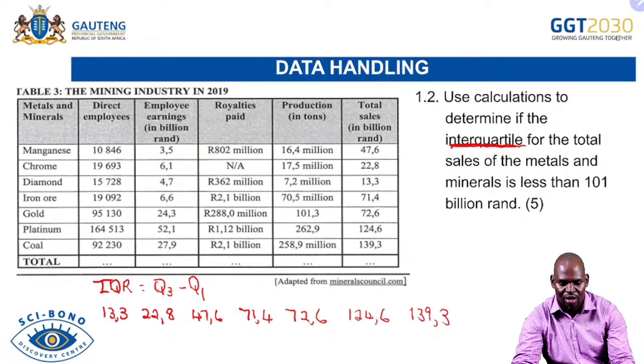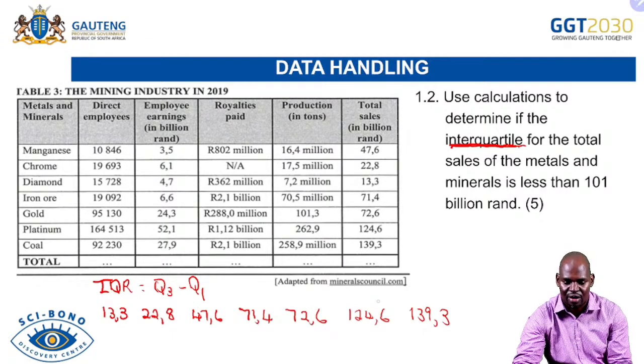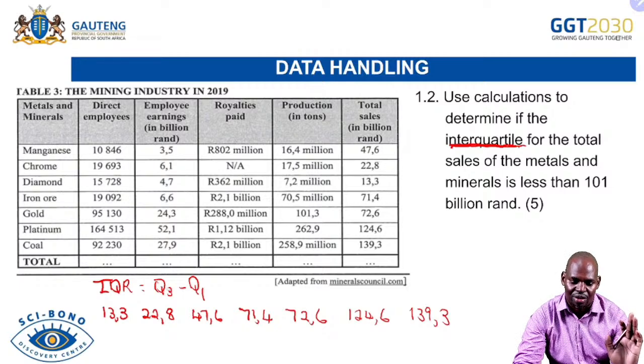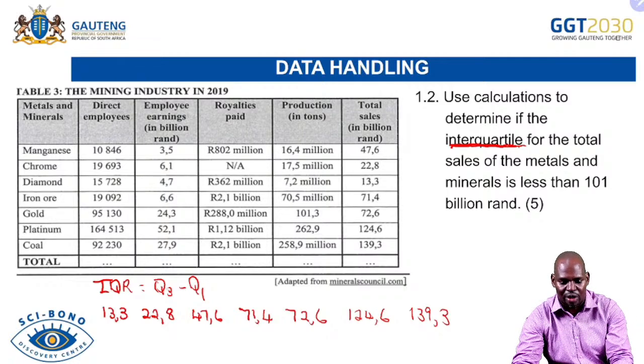We need to check. There are 7, they're supposed to be 7. 1, 2, 3, 4, 5, 6, 7. So all of them are there. What are we looking for? We're looking for quartile 1 and quartile 3. But remember we said even if you need quartile 3 and quartile 1, you need to start with quartile 2, which is our median. In the previous one we had already identified that 71.4 is our quartile 2. So we start with quartile 2.